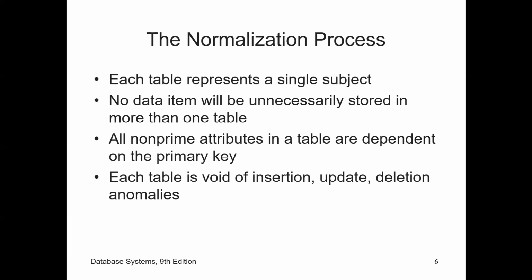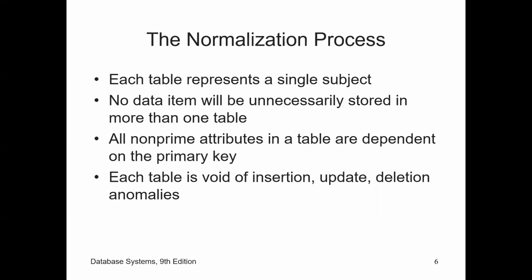Each table represents a single object. For example, a course table will contain only data that directly pertain to courses. Similarly, a student table will only contain data about students. No data item will be unnecessarily stored in more than one table. In short, tables have minimum controlled redundancy. The reason for this requirement is to ensure that the data are updated in only one place.